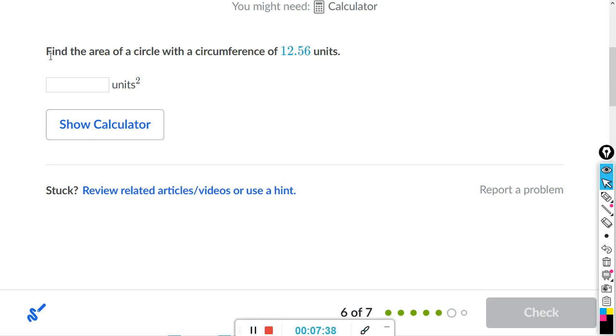All right, so a tough one again. Find the area of a circle with a circumference of 12.56 units. All right, we need to find the radius first. In order to find the area, we need the radius r. So I'm going to use circumference is 12.56. Okay, use the circumference formula first. Circumference is 2 times pi times r.